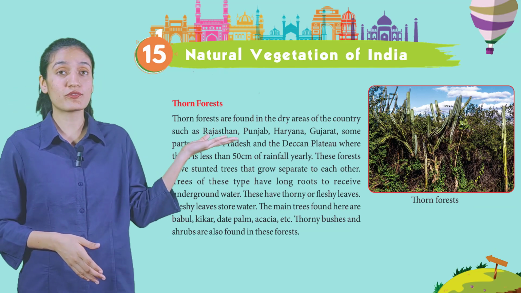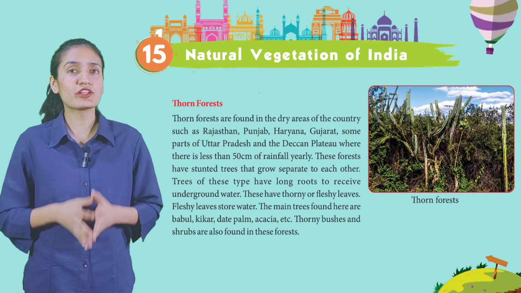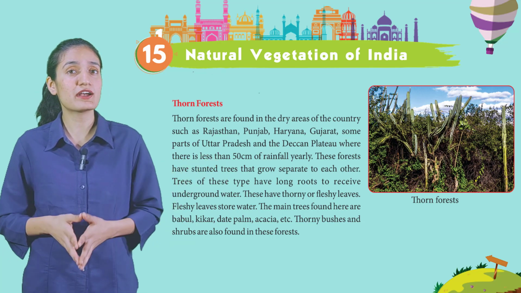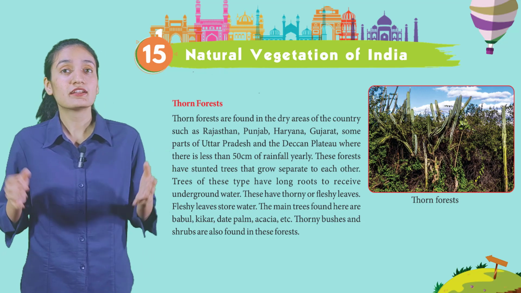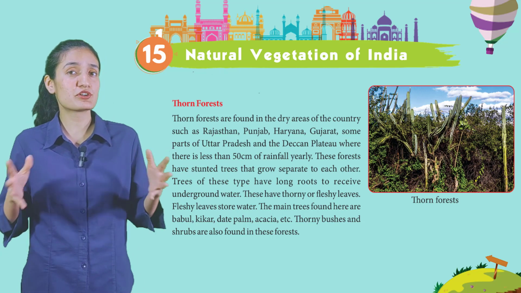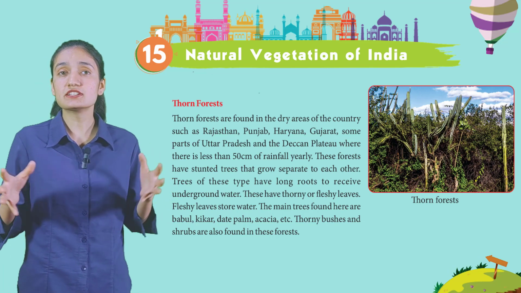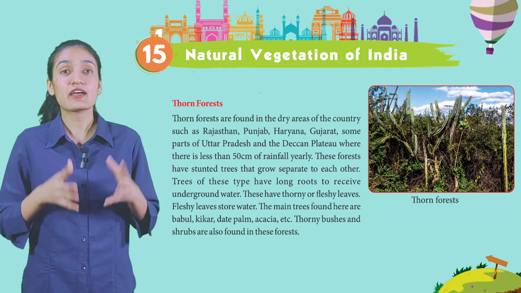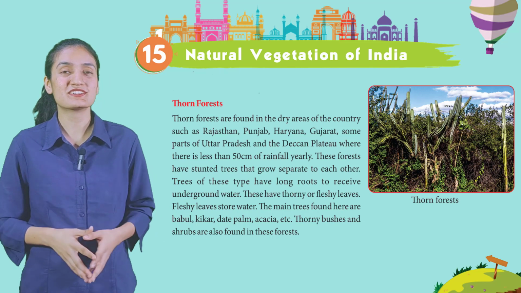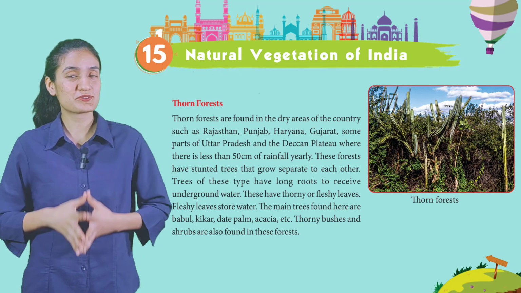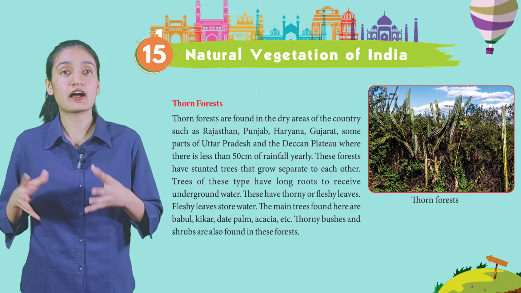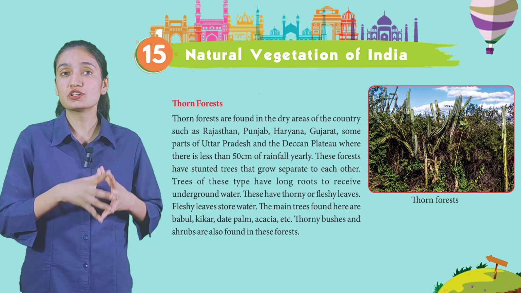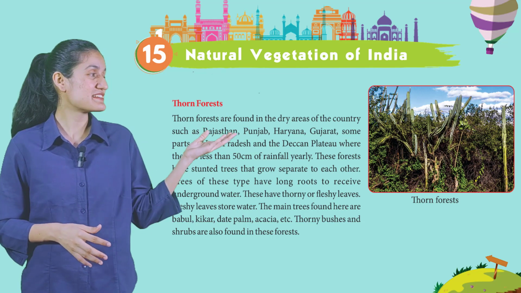Now next we have thorn forest. Thorn forests are found in the dry areas of the country such as Rajasthan, Punjab, Haryana, Gujarat, some parts of Uttar Pradesh and the Deccan Plateau where there is less than 50 cm of rainfall yearly. These forests have stunted trees that grow separate from each other. Trees of these types have long roots to receive underground water. These have thorny or fleshy leaves that store water. The main trees found here are kikar, date palm, acacia, etc. Thorny bushes and shrubs are also found in these forests. You can see thorn forest.